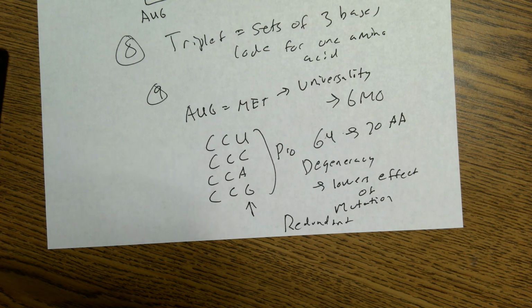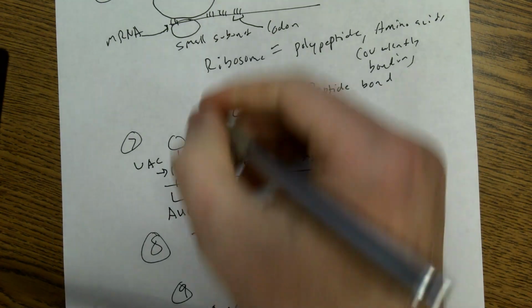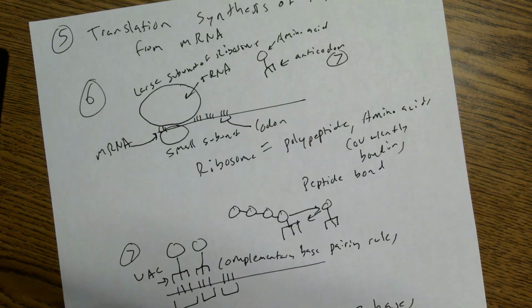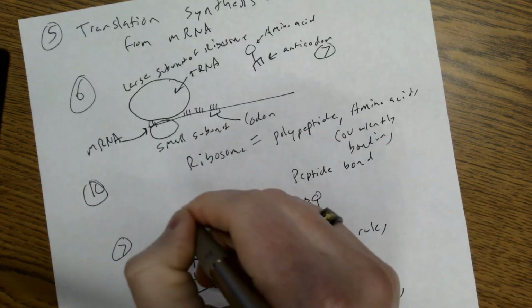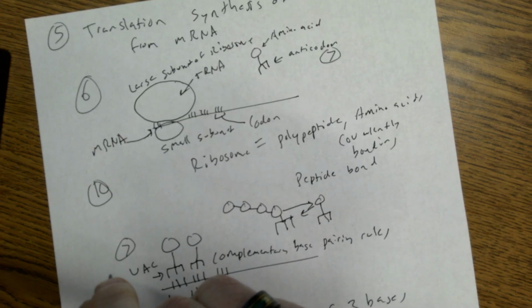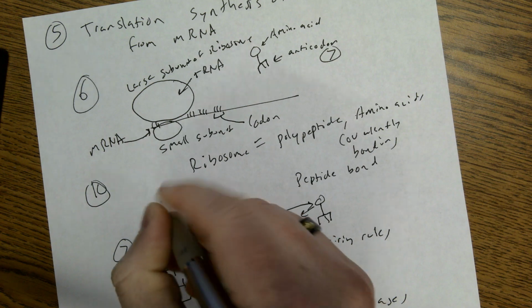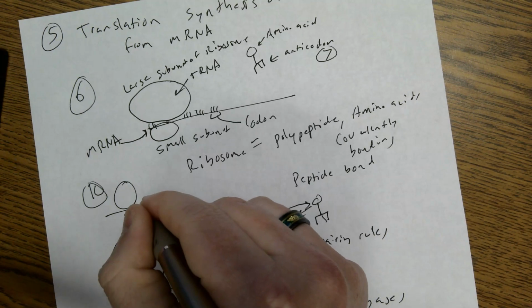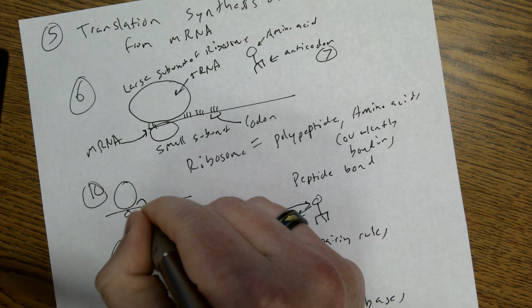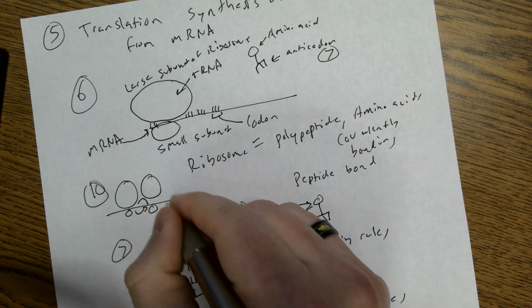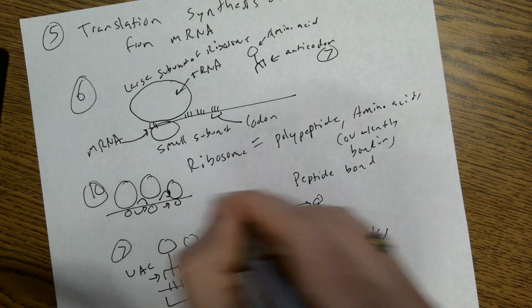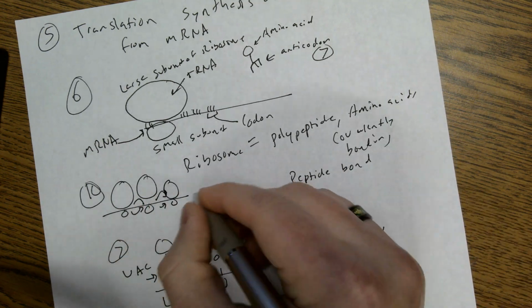Okay. Oh, and I said we were done with translation, but we're not, because of course it's out of order. Standard 10 is also about translation. So if we come back up to this picture here, standard 10 says it moves stepwise along. And so really what's happening is this will move and it'll step down, and it's going to go codon by codon.